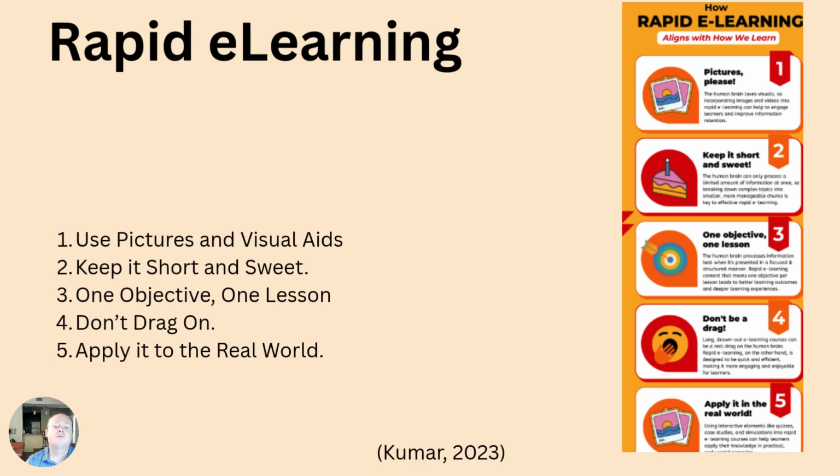Finally, rapid e-learning. Rapid e-learning is electronic-based learning. We're seeing it more and more common. This first happened in the 2000s, and we use pictures and visual aids. I love seeing visual aids. I do not like reading words. We're going to keep it short and sweet, to the point. We have one objective per lesson. We're going to break it apart into small groups. We're not going to drag on forever.